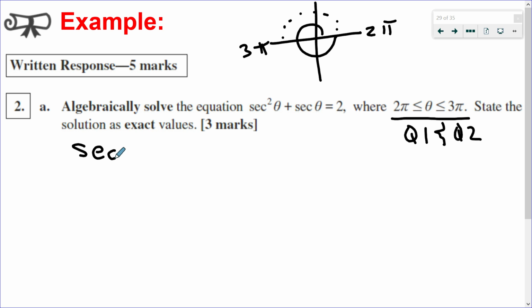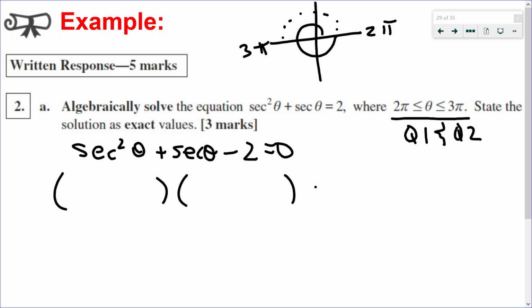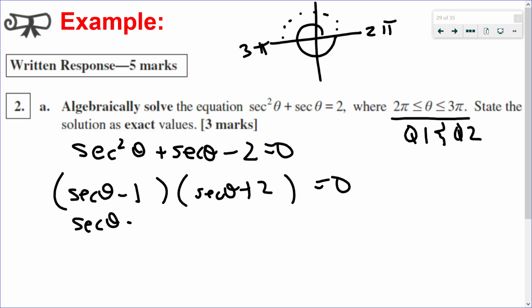So it's secant squared theta plus secant theta minus 2 equals 0. So subtract 2. Okay, so let's go ahead and factor this. And I'll factor it with my secants. So secant and secant. Then I'm going to do 2 and 1, and this will be positive, and this will be negative. Okay, so set each factor equal to 0. So secant equals, let me do it, I'll do all my steps, sorry.